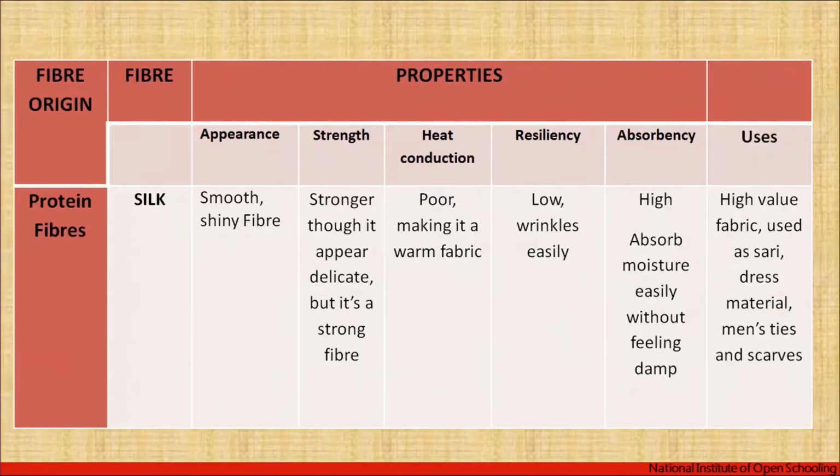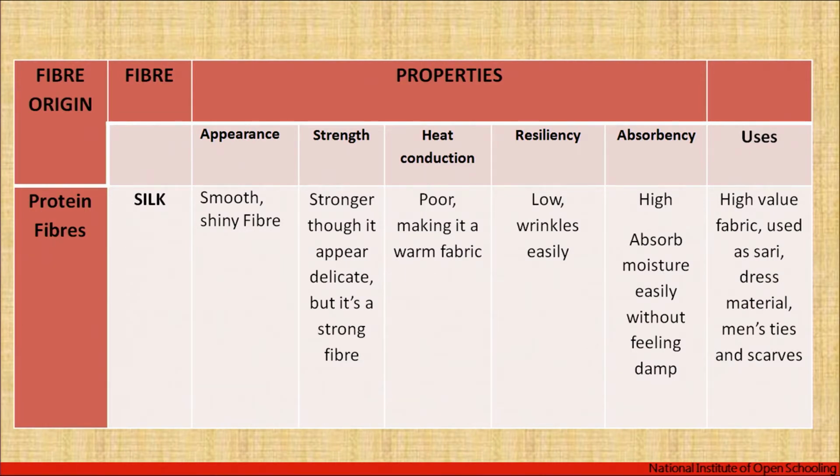Next we have protein fiber, in which we are talking about silk. Silk is the only filament fiber which is available naturally in the environment, and silk is called the queen of fibers because it's shiny, lustrous, smooth, and has good strength. So a lot of properties are present in silk fiber.